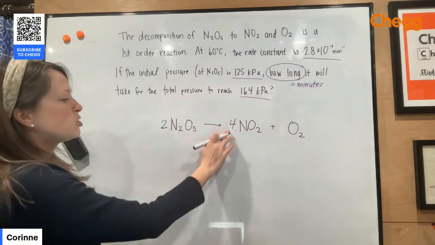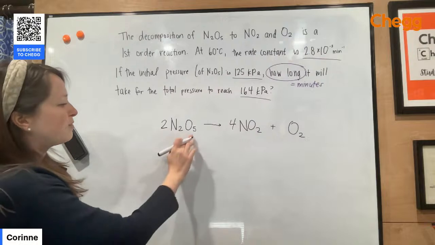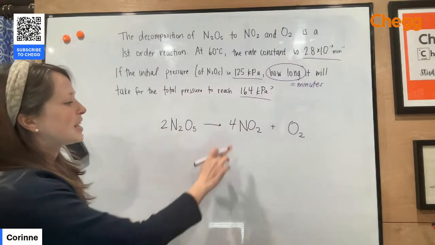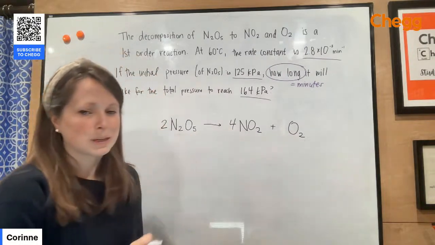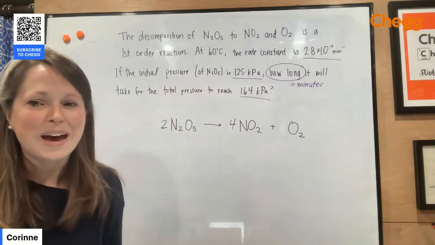All right, let's double check. I have 4 atoms of nitrogen, 4 atoms of nitrogen. That looks good. I have 10 atoms of oxygen on my reactant side. I have 8 plus 2. That also gives me 10. So now it's balanced. All right, so back to the question.